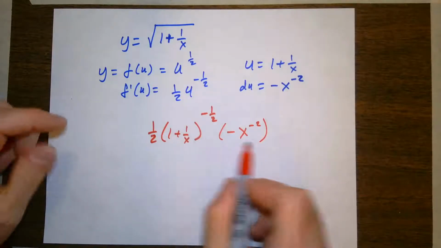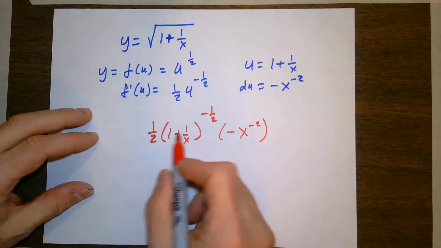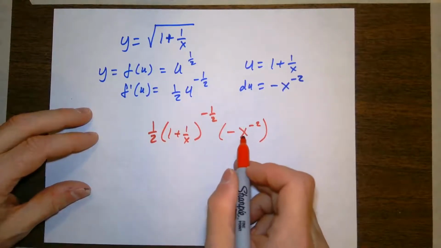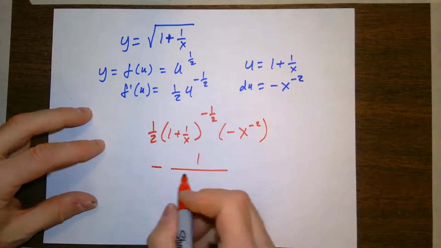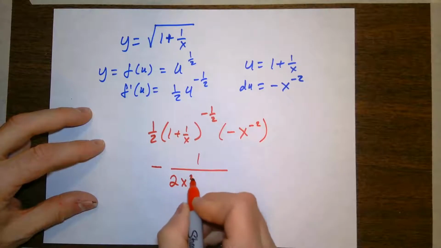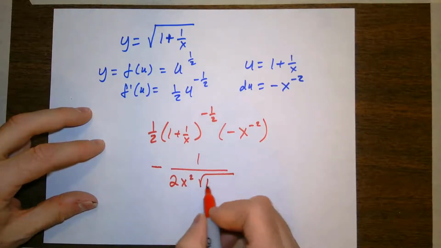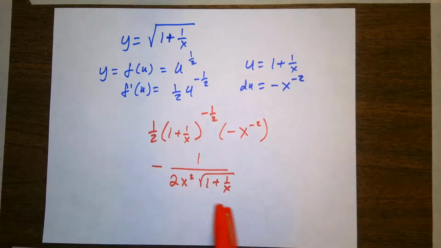I can simplify this a little bit. Let's see what's going on here. This is going to be in the denominator, and so is this. I'm going to have a negative 1 over, and I'm going to have a 2 and an x squared, and I'm going to have the square root of 1 plus 1 over x. And I'm not worried about rationalizing the denominator or doing anything further than that.